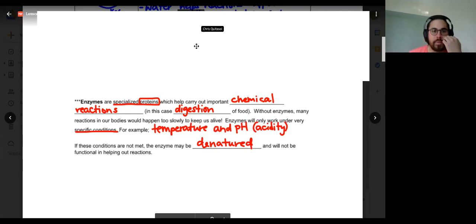Do we ever cover the exact temperature and pH level that enzymes work at? In grade 12 biology, we cover that, yes. Not so much here, because in order to truly understand that, you have to have a bit more biochemistry under your belt. And that's the first unit in grade 12 biology, the biochem.